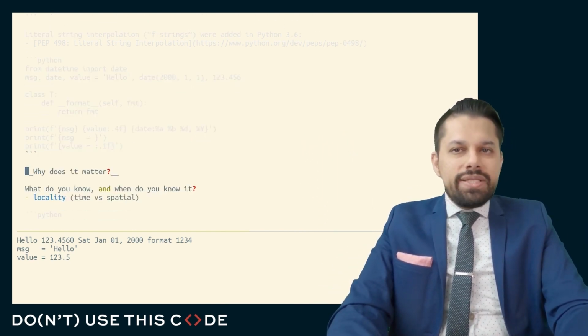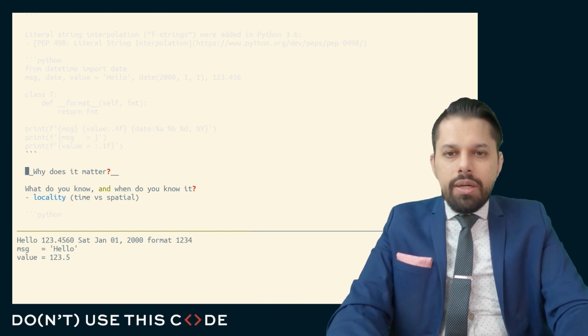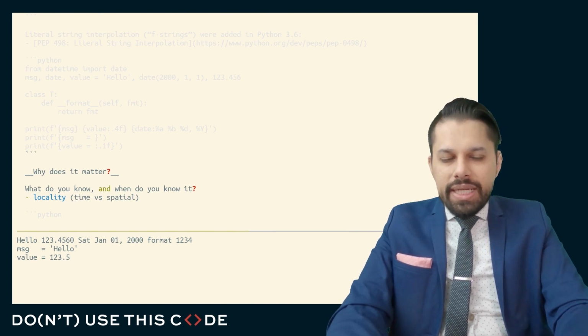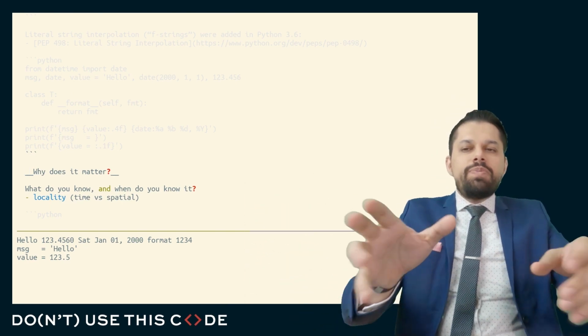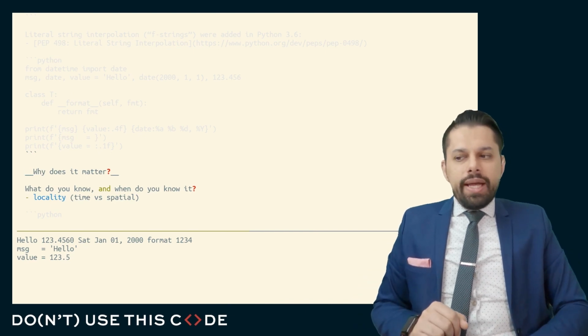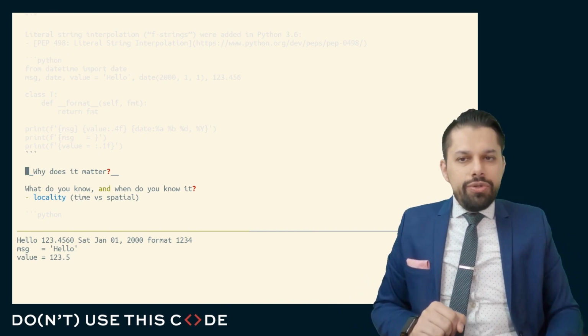Now, why does this matter? Why do we need both of them? And when do we need to use one versus the other? And this comes back to the same locality question. Again, what do you know and when do you know it?